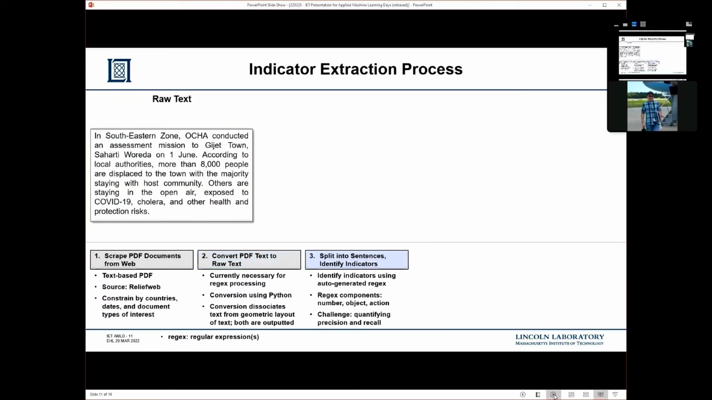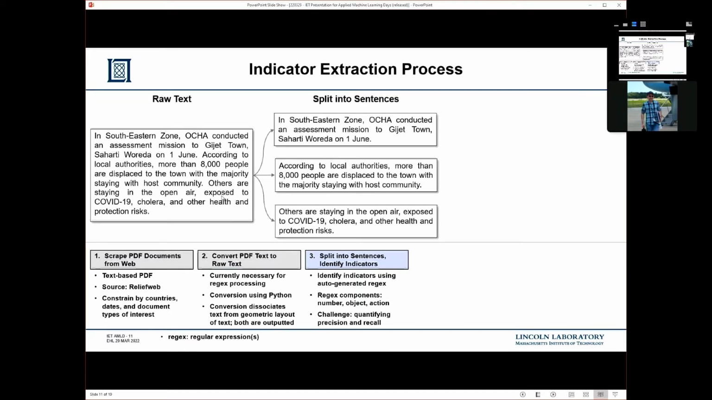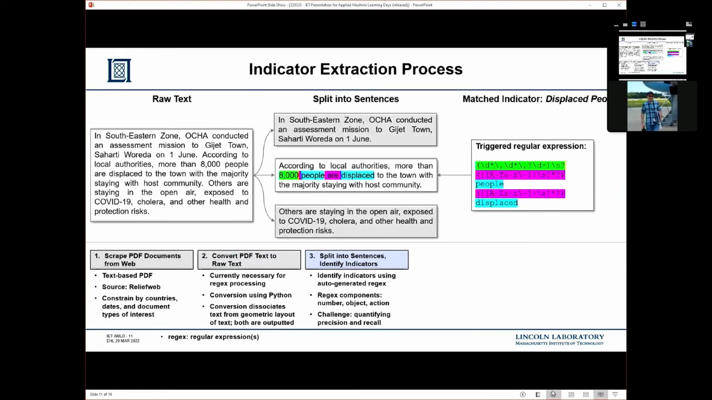The next step is to take the text and split it into sentences. Our tool works at the sentence level. And then based on a large body of regular expressions, identify where the numeric indicators are and what the numbers associated with them are. So for example, if we split this paragraph here on the left into sentences, we get these three sentences here. And using this particular regular expression, we can identify the indicator 8,000 people are displaced.